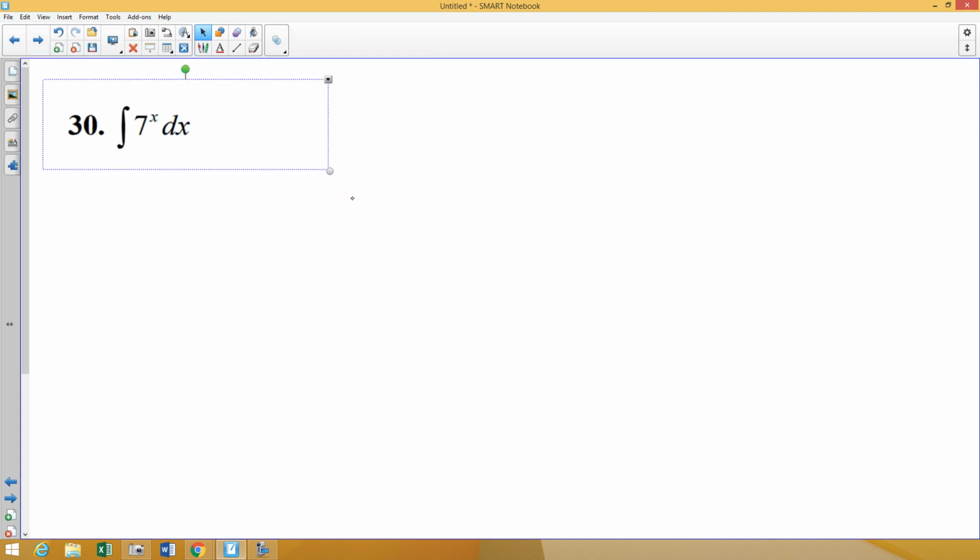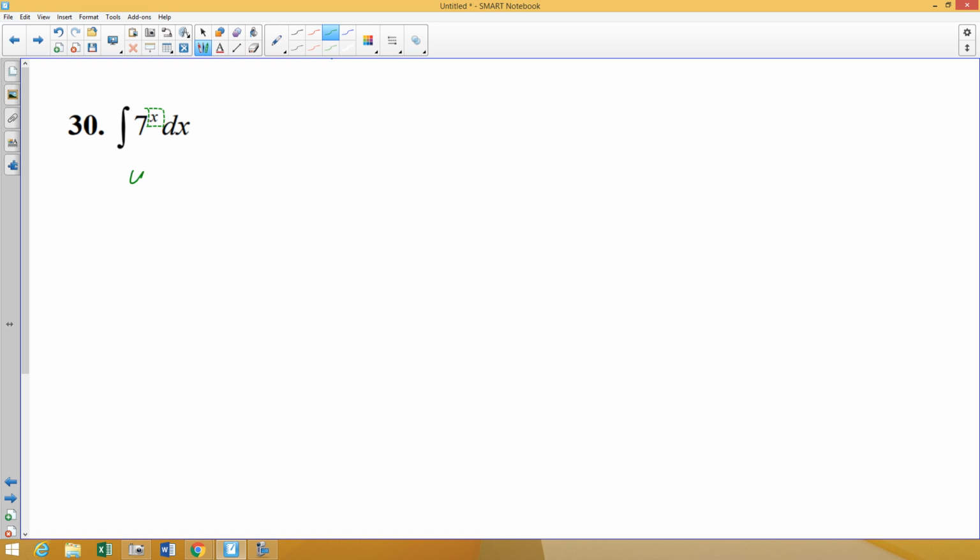Okay, so 7 to the x. This one is going to be a bizarre u substitution because for my students, I believe this is the first time this will occur. There just doesn't seem to be a whole lot in this problem. So you might be thinking, well, there's an exponent. Why don't I let u be x?